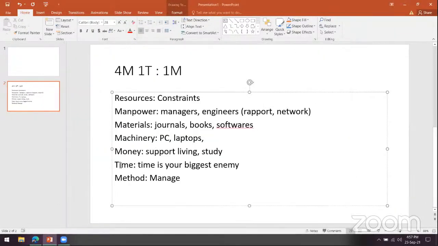Most of the students, in my experience, have this as their problem. And the second one would be money. Okay. And the other part that you need to master is how you are going to manage yourself in terms of the time, the money, the machinery, the materials, and the manpower, so that they become positive resources for you instead of becoming a constraint.